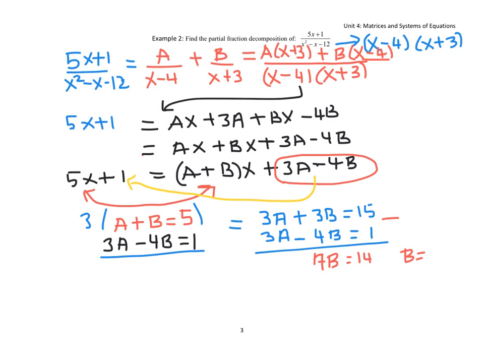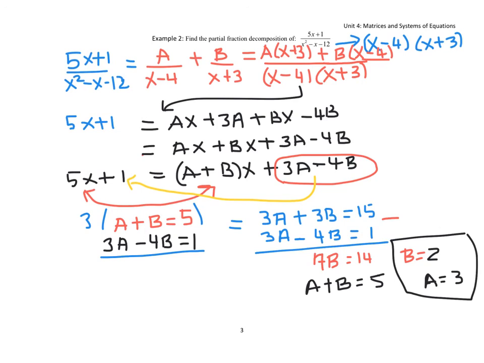If b is equal to 2, then if I come back to one of my equations, I have a plus b is equal to 5. Remember here we said b was 2. So that means a is equal to 3. So I got my a and b right there.